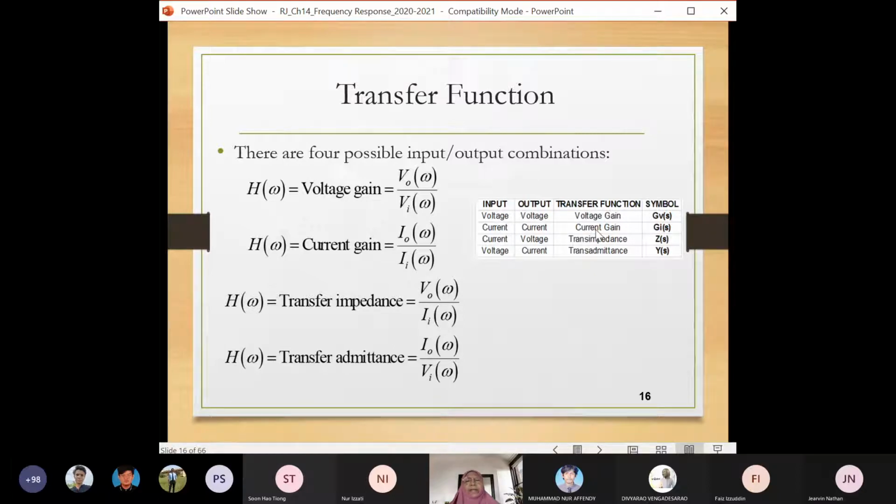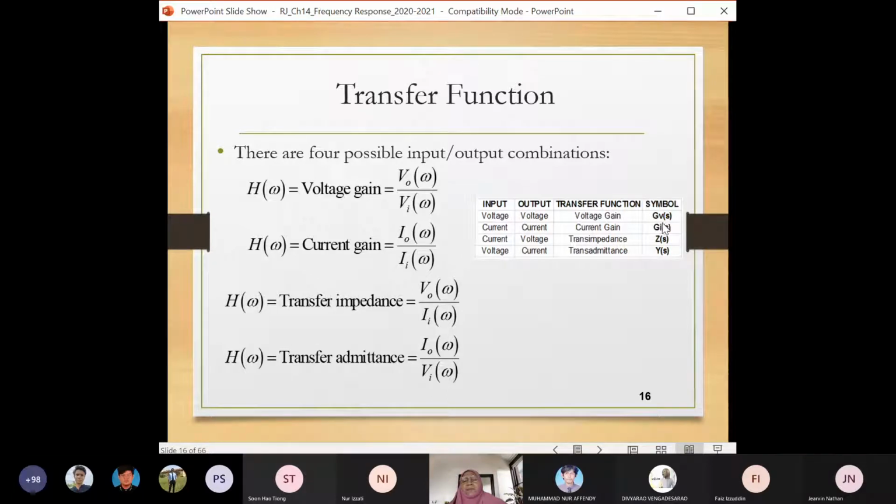So in terms of the equations, symbols, or abbreviations, when you have input voltage, voltage gain is always, we call it G. G is a standard form for the gain equation.